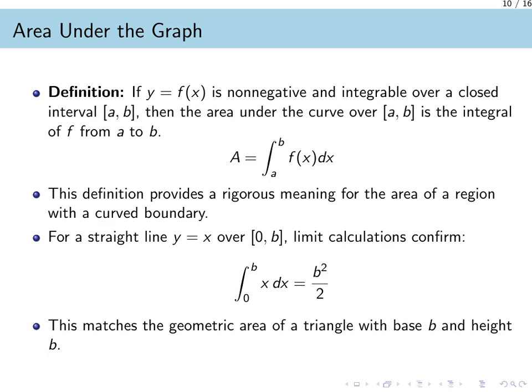For example, consider the straight line function y equals x, starting from the origin out to a point b. Using our limit calculation, the integral yields b squared over 2, which perfectly matches the geometric formula for the area of a triangle with base and height b. This confirms that the definite integral provides a rigorous way to calculate areas for curved boundaries.